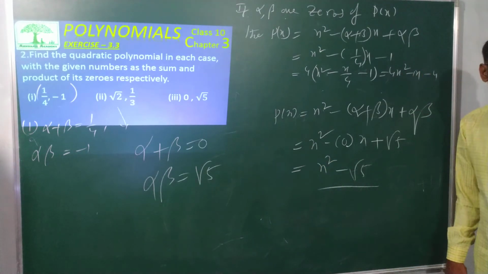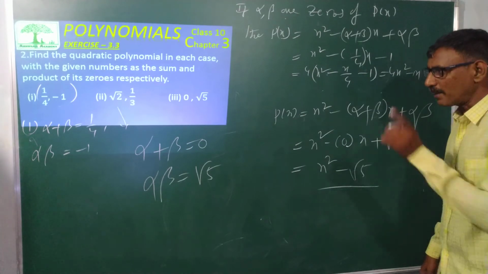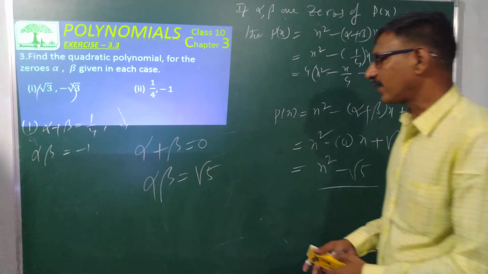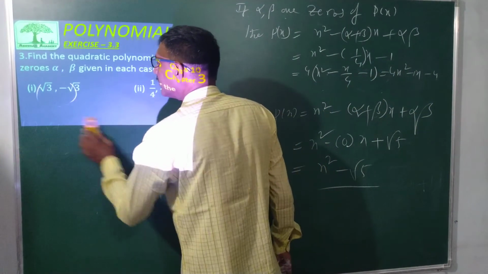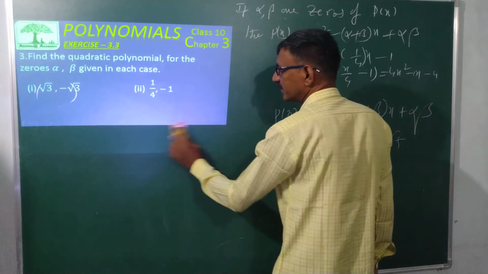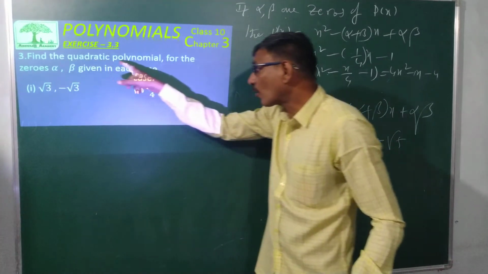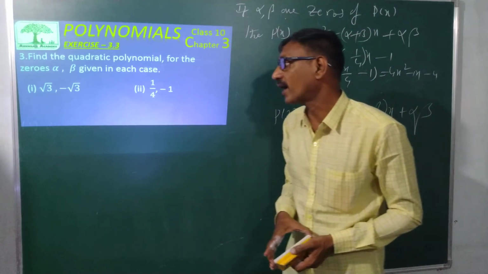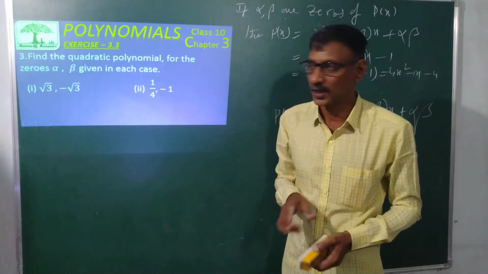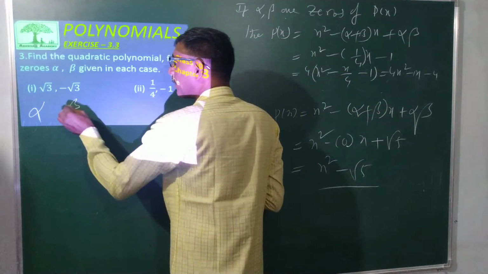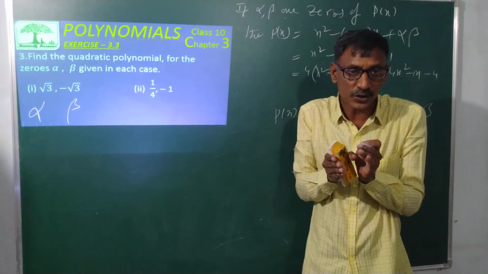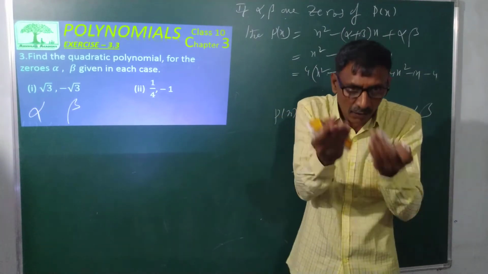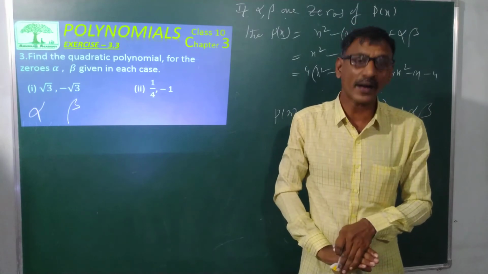This is my quadratic polynomial. Very simple. Now coming to the next bit, they're given alpha, beta separately. This is a little bit different. See here. Find the quadratic polynomial for the zeros alpha, beta in each case is given. This is my alpha and this is my beta. In this question, they given alpha and beta separately, and we need to find a quadratic polynomial.